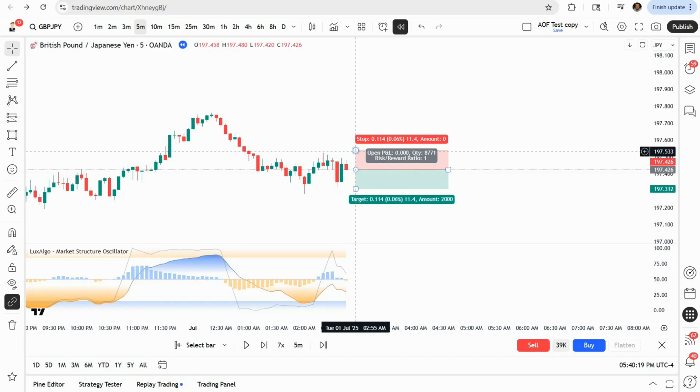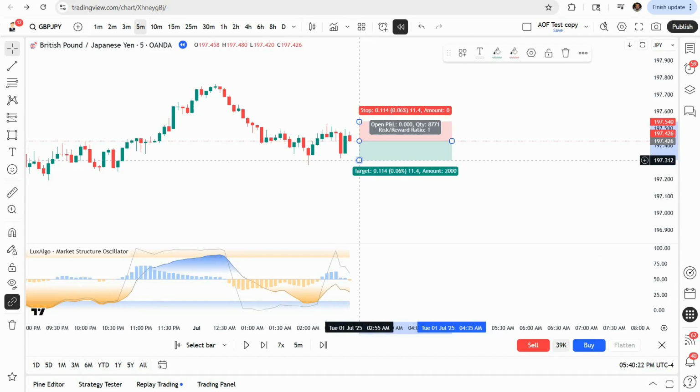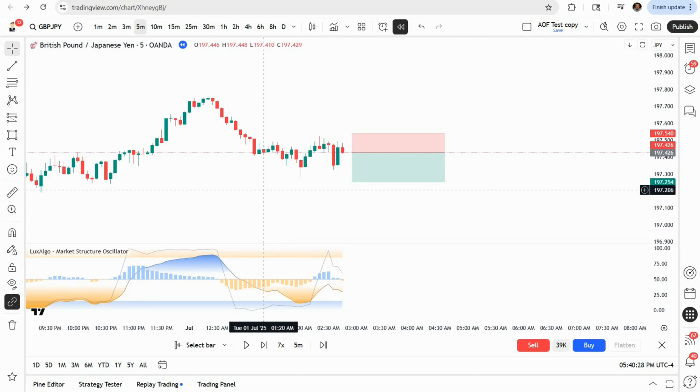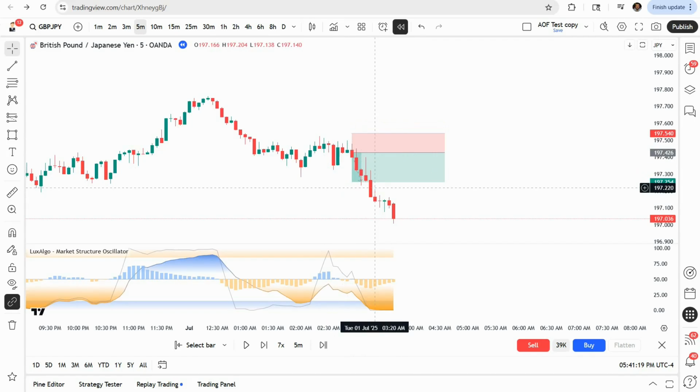Put a trade here. We're going to put our stop just right above this pivot area and target a 1 to 1.5 risk reward like so. Let's go ahead and play this one forward and see how it plays out. And you can see this nice strong push to the downside, getting us to our take profit once again.